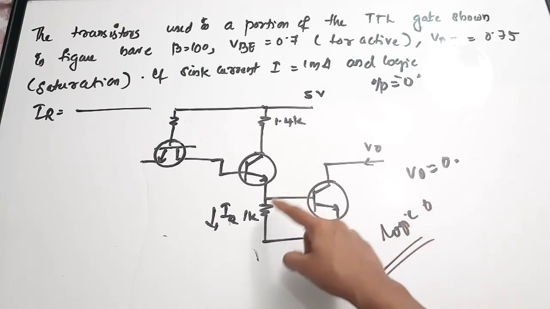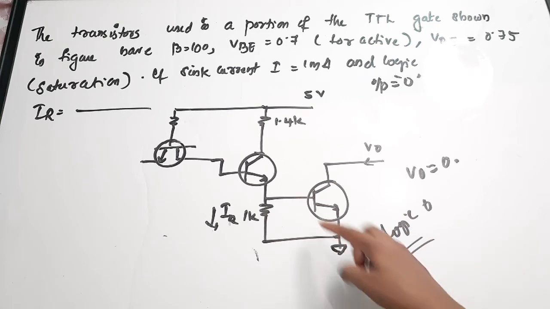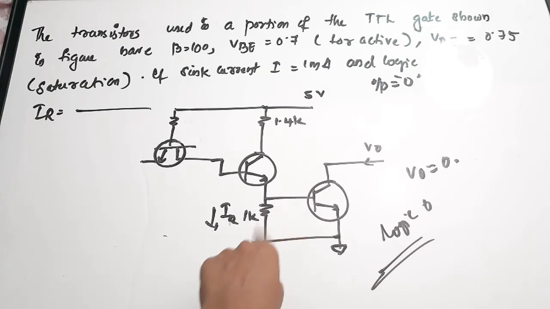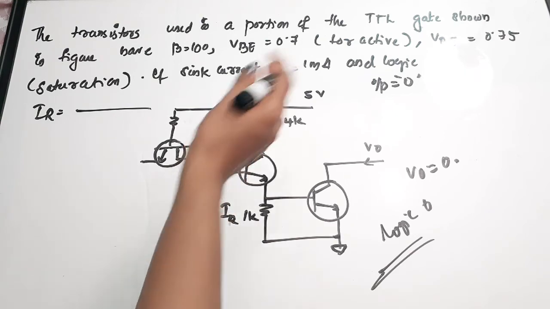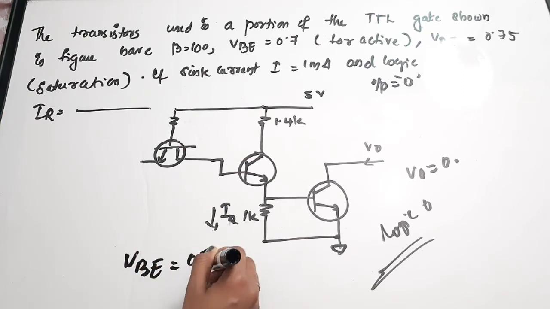Next aim is to apply a KVL in this loop. That is a base emitter loop. This is the emitter, this is the base. In this loop, we have to apply a KVL. Only one voltage is there, the base emitter voltage, and that is directly given. VBE is equal to 0.75.